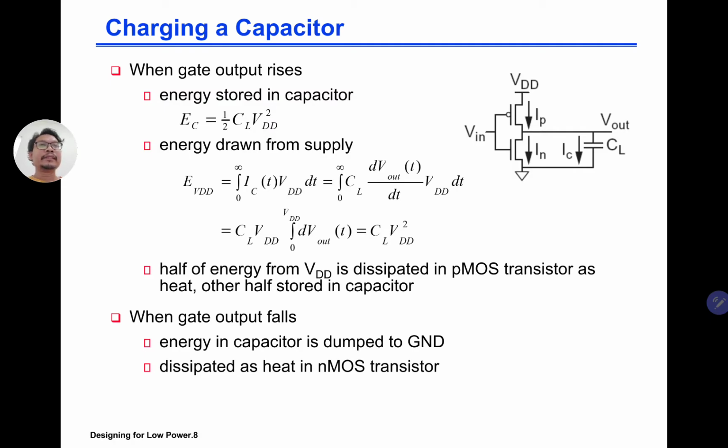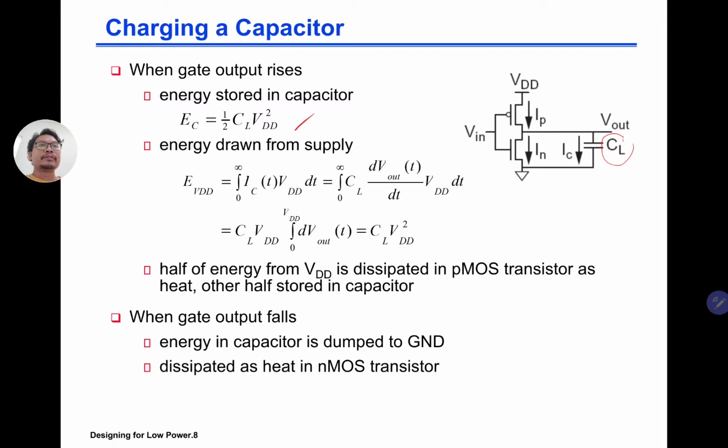So charging a capacitor, because our course is about charging the node, where the node consists of load capacitors. When charging a capacitor, when the gate output rises, the energy stored in the capacitor is given by this one, as we derived in the previous slide: 1/2 CL VDD squared. So here's your CL, and 1/2 CL VDD squared is the energy stored in the capacitor.